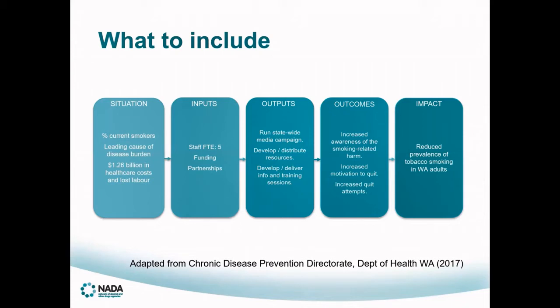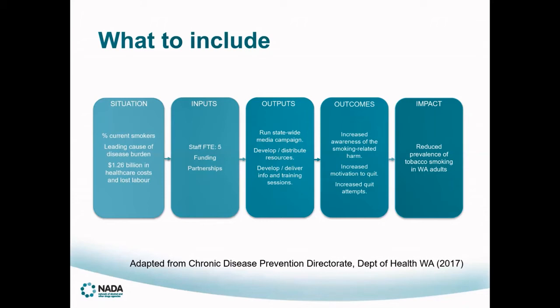And these are dependent on achieving the outputs, which are the activities conducted or the goods or services created to reach the target group. And so here, the media campaign, developing and distributing resources and delivering the information and training session is dependent on having that staffing, that funding and partnerships. And so you can see how this causal chain is starting to develop from left to right.